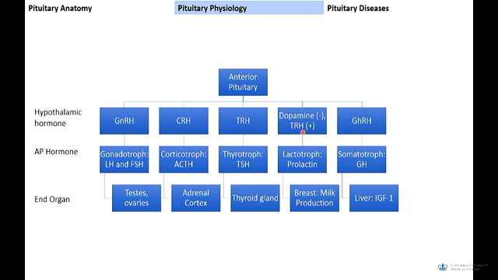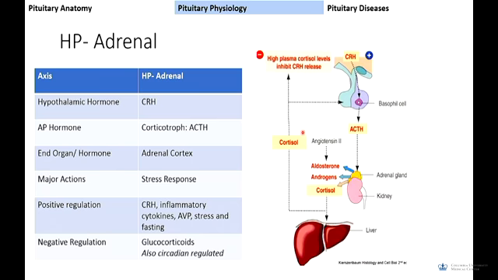Next axis is the adrenal axis. The hypothalamic hormone is corticotrophin-releasing hormone, which acts on the anterior pituitary corticotroph cells to release ACTH. The end organ is the adrenal cortex, which releases aldosterone, androgens, and cortisol. The action of this is the stress response, and it's positively regulated by CRH, inflammatory cytokines, vasopressin, stress, and fasting. Negative regulation is glucocorticoids, so if you have too many of these hormones, the negative feedback loop goes back up to the hypothalamus and inhibits this. Also important to remember that this axis is circadian regulated, so you have higher cortisol in the morning.